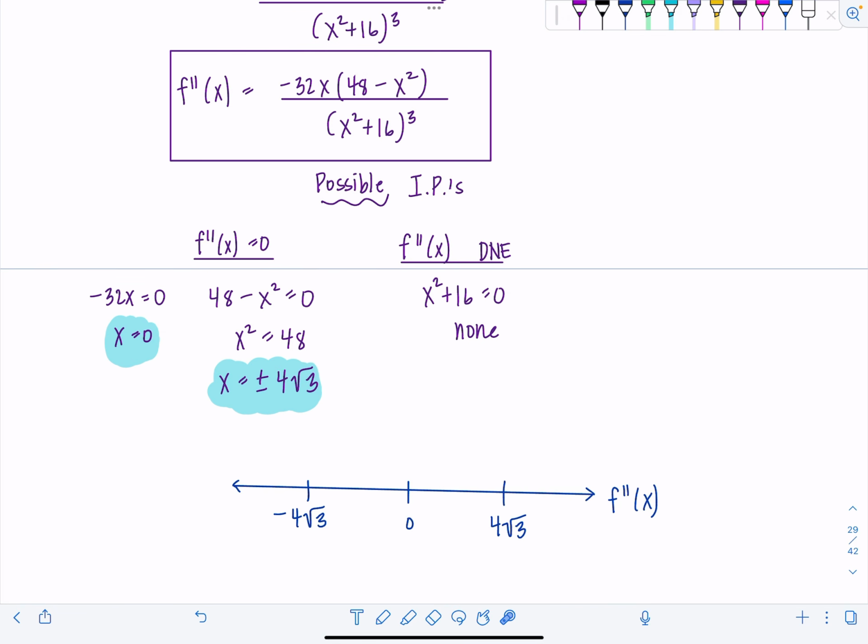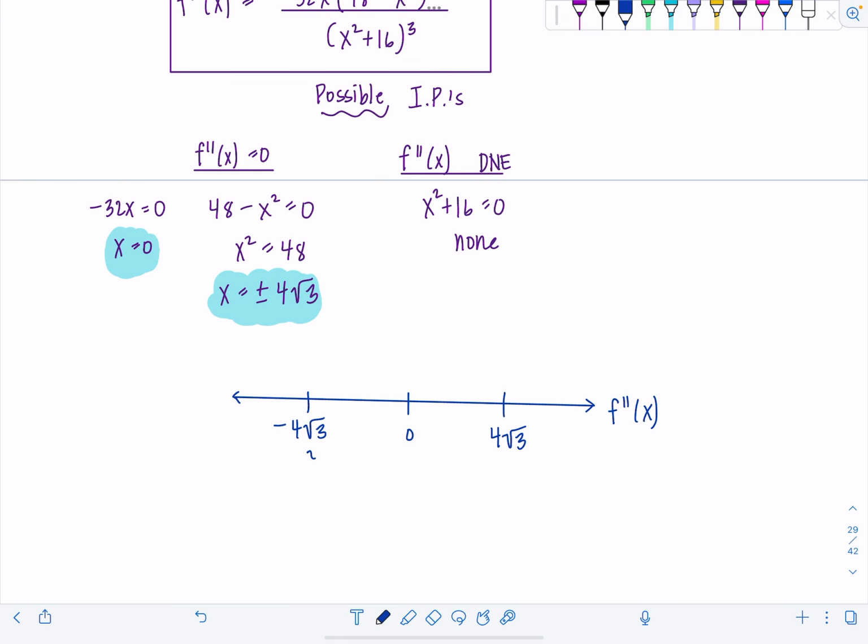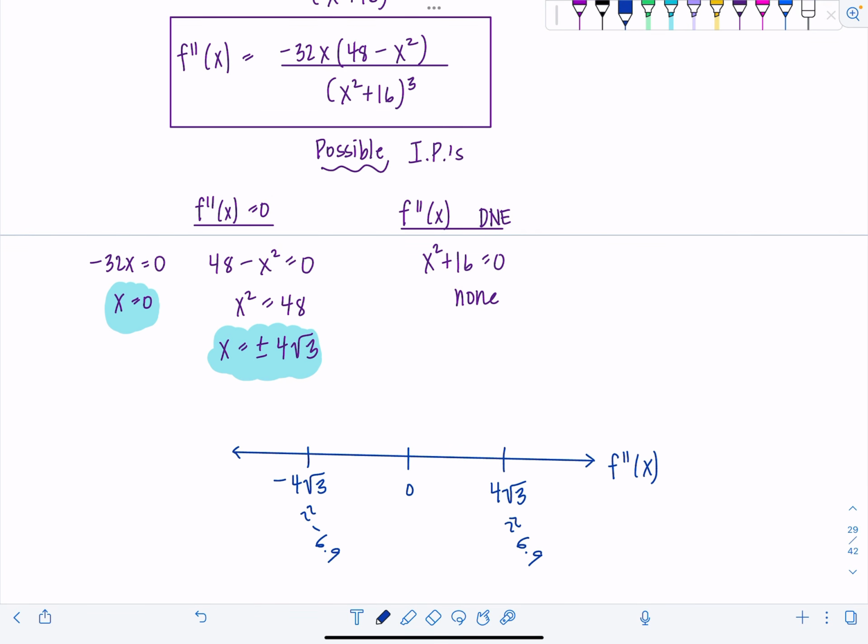So negative 4 rad 3, just if you want to know for testing purposes, as a decimal: rad 3 is about 1.7, so negative 4 rad 3 is about negative 6.9, and positive 4 rad 3 would be about positive 6.9. Okay, so let's see here. If we're testing something over here, say I use negative 10. That feels safe. So negative 32 times negative 10, that's positive. 48 minus negative 10 squared, that's 48 minus 100, that's going to be negative.